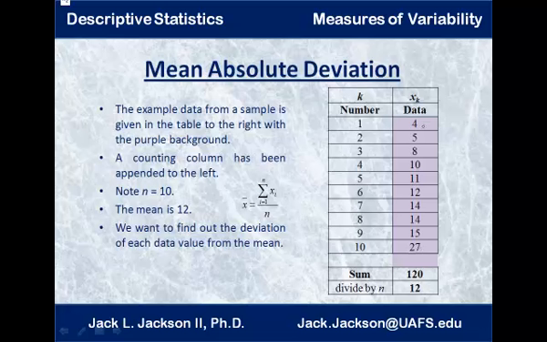27 minus 4 is 23, so the range is 23. Now, one thing we can also find is the mean. So we add all these up, and we get 120. Divide by the number of data points, 10, and you get 12.